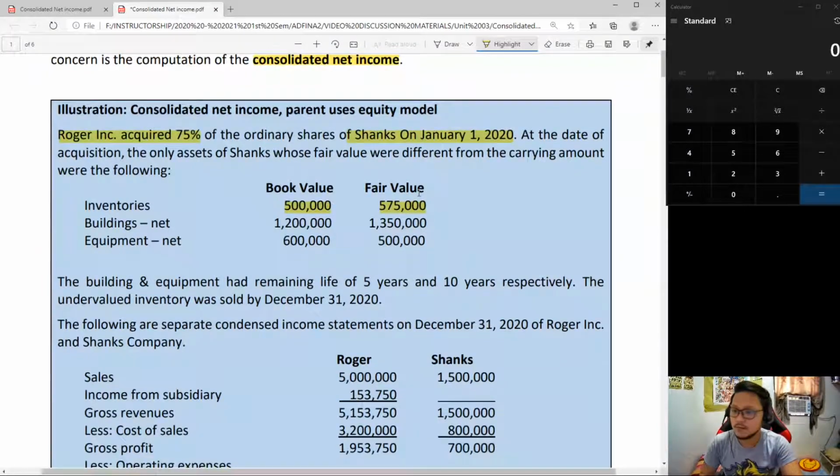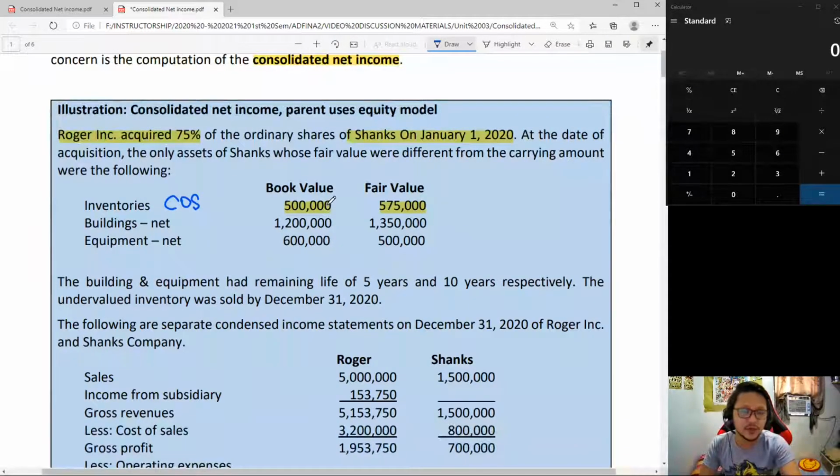Inventory, meron tayong konting undervaluation kasi book is lower than fair value. Building, there is also an undervaluation. So, eto po, inventory: if it is sold during 2020, magkakaroon ng impact in our cost of sales computation, if it is sold during the year. Kasi take note, this is inventory of January 1.